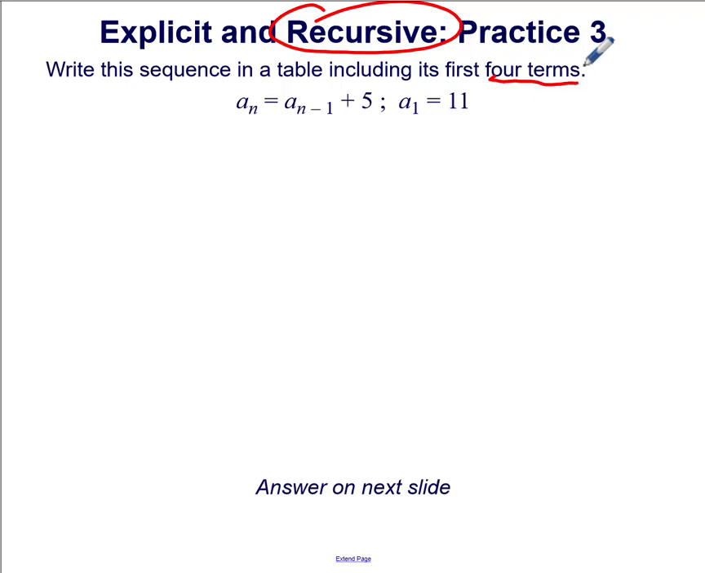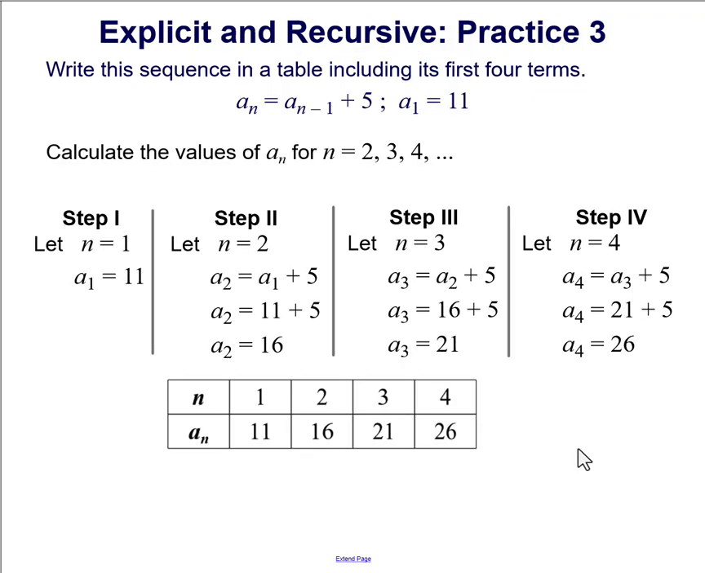And welcome back. Let's see how you did. So we're going to run through this 4 times, starting with n is equal to 1 and our given value that the first term is 11. So when we go to find our second term, a sub 2 is the previous term, which is 11 plus 5, gives us 16. So now the second term is 16.